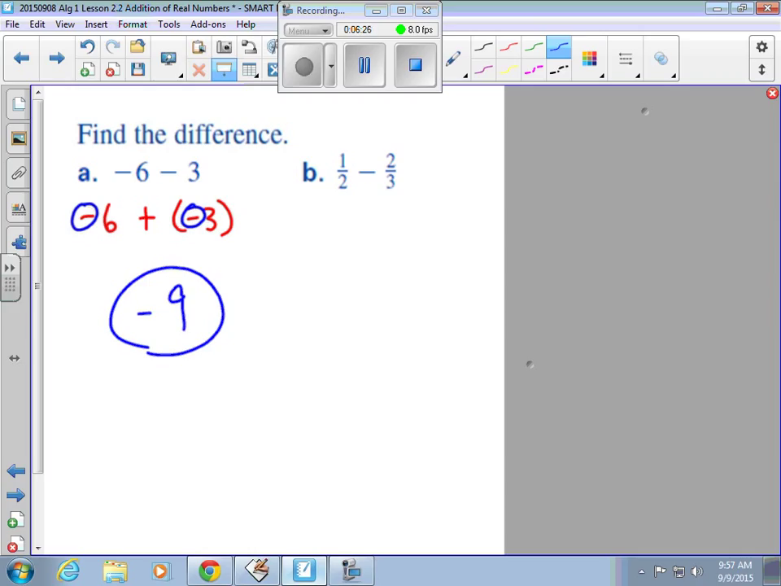Oftentimes, students will get stuck on these types of problems, not because they're exceptionally difficult, but because they just don't know what to do first. So what we'll do first is convert both of them to have like denominators, so that we can look at them and use the subtraction rule.